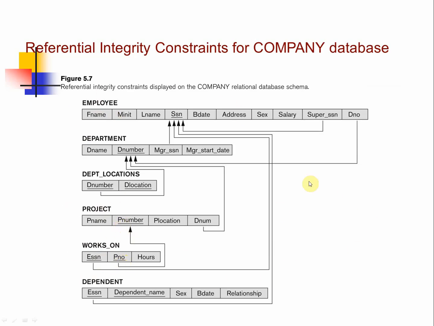So this is the relational schema diagram that helps us to understand not only the relations existing in the company, but also how they link with each other. And therefore, this is the complete relational schema diagram of the company database we're looking at.